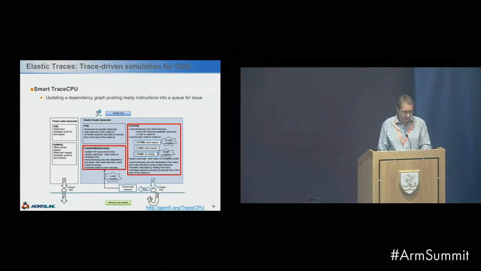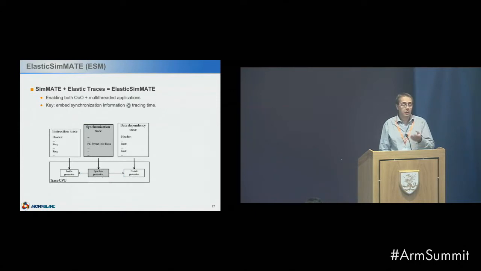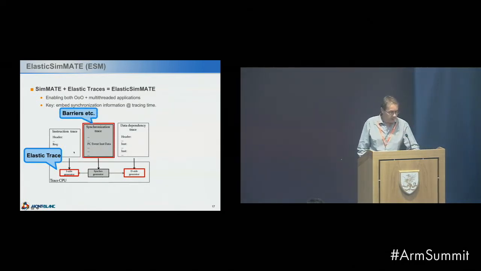This worked pretty well. And what we did within the scope of the project was to bring the principle of CMate, which was essentially enabling multi-threaded trace-oriented simulation, with elastic traces. So here you recognize the I side and D side generators that are themselves reading records out of their respective traces, the instruction and the data dependency trace. And what we did was adding another trace that actually records all of the information concerning the barrier.